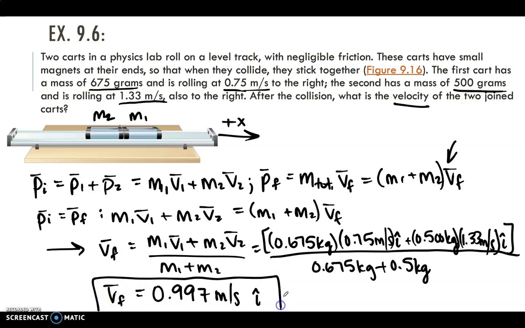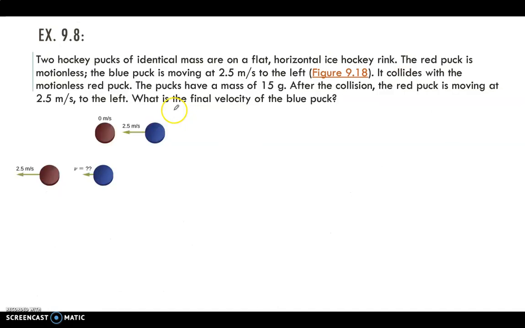A couple things to note: looking at this final velocity versus our initial velocities, we want to make sure that it makes sense. Our M1 was traveling at 0.75 meters per second, then our M2 was traveling faster at 1.33. So we have something faster that hits something a little slower, and then combined they move at a velocity between the two. That does make sense if you think about this logically. It's always good to do a little check in your head to make sure that things make sense. We're going to go ahead and do another example in the next video.